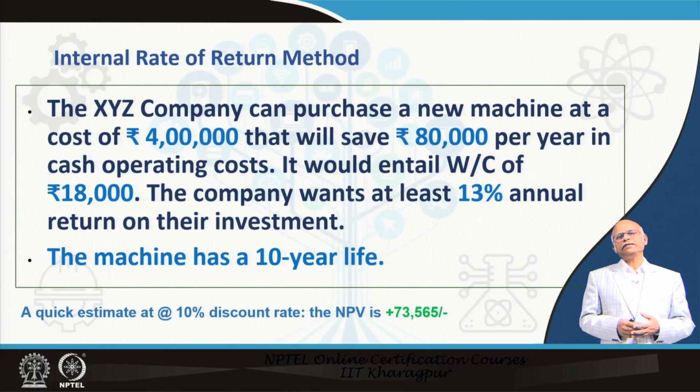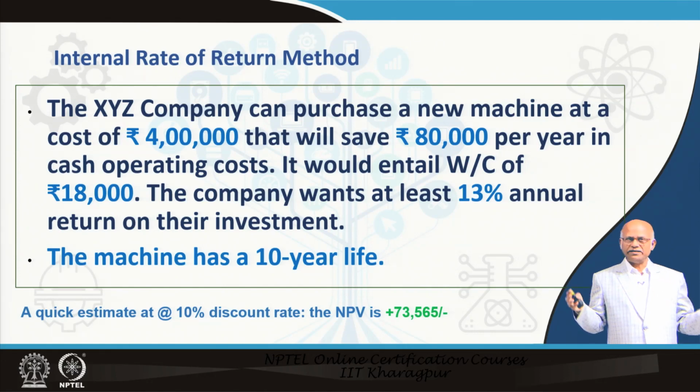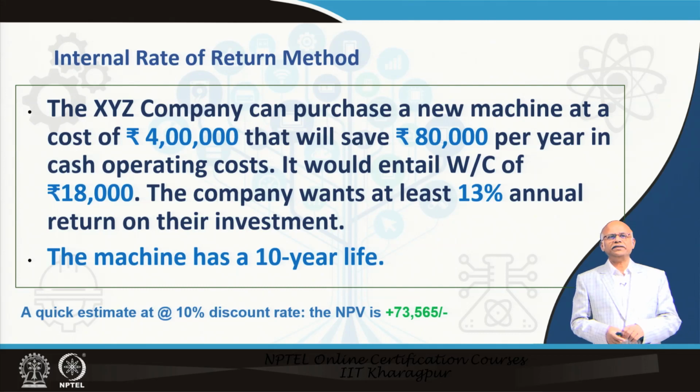Next data is for internal rate of return. We do not use a discount rate, but we need to know the expected rate of return of the company. Suppose it is 13% and the machine is going to run for 10 years. So, the horizon of the estimation is 10 years and the hurdle rate is 13%, and we have other data.